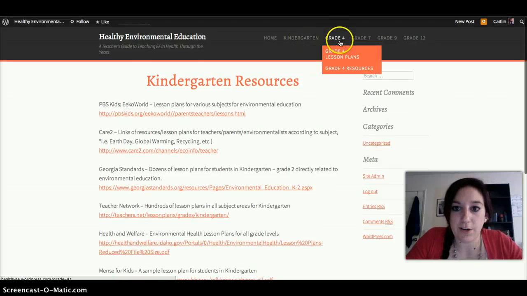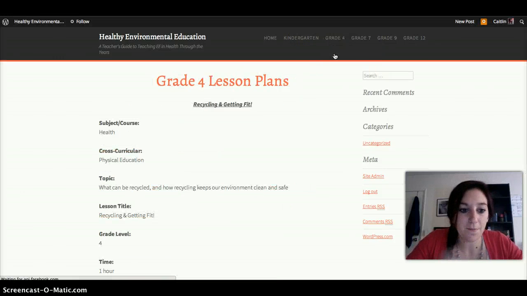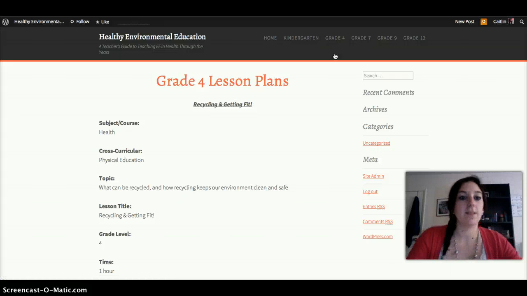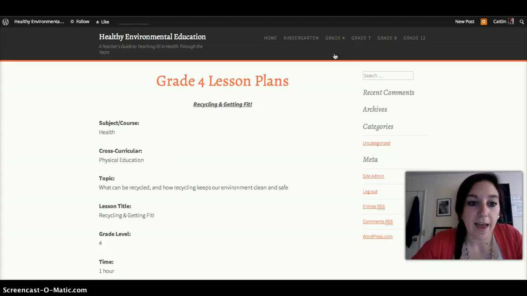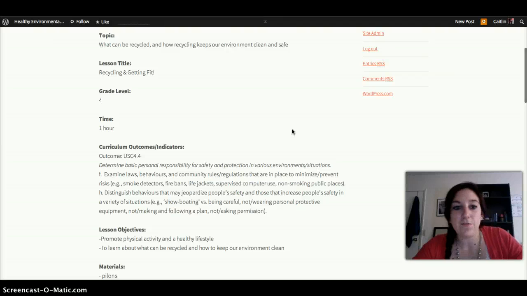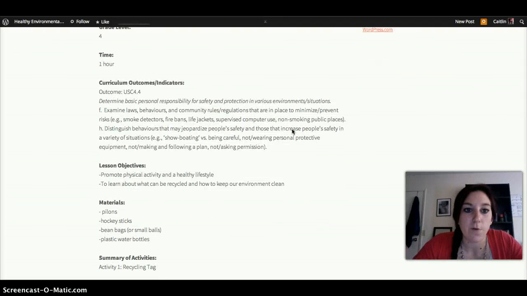I'm going to jump ahead over to grade 4, and we're going to look at the grade 4 lesson plan. So this one is called Recycling and Getting Fit. The subject is health, and the cross-curricular is physical education. The topic is what can be recycled and how recycling keeps our environment clean and safe. Grade level is 4, and the time is an hour, one gym class. The outcome is 4.4, determine basic personal responsibility for safety and protection in various environments and situations. Indicators are F and H.